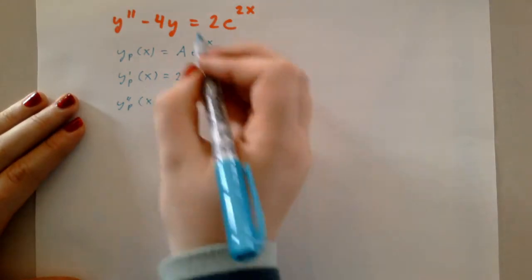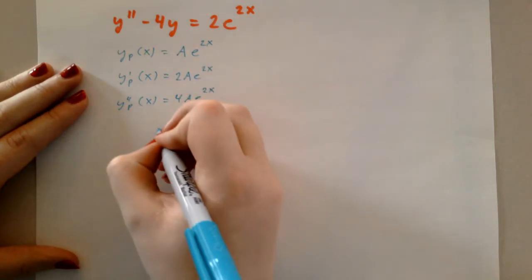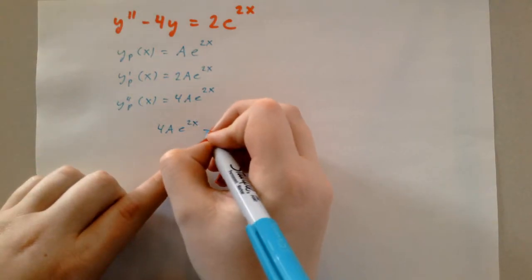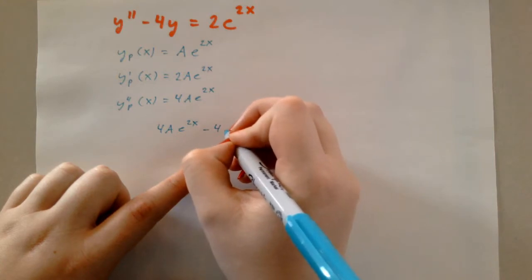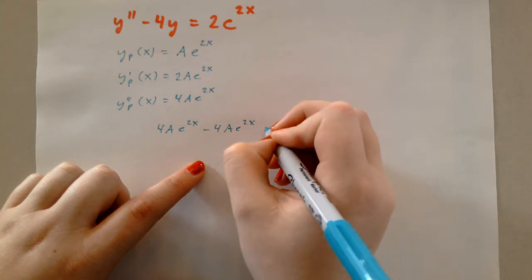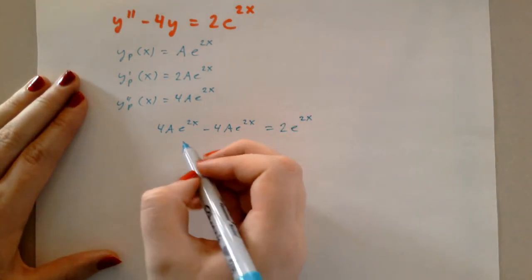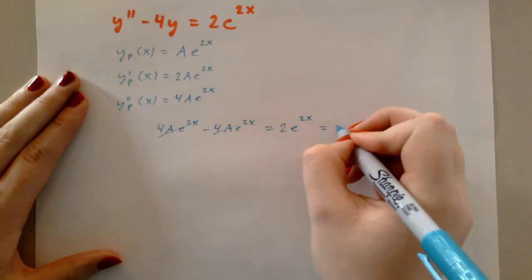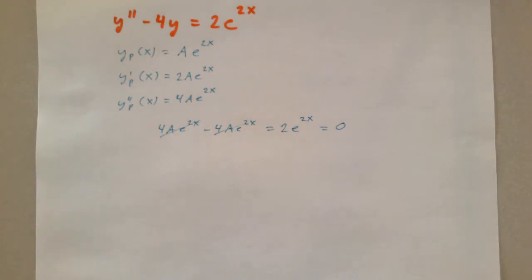Now we need to plug this in and make sure that we get something in the right form. So we have 4a e to the 2x here minus 4 times our particular solution, which is a e to the 2x, should be equal to 2e to the 2x. Well, you'll notice that these two terms are going to cancel, and it's impossible for this to be equal to 2e to the 2x. So that should tell us right away that this particular solution that we've chosen to test isn't going to work for this problem.